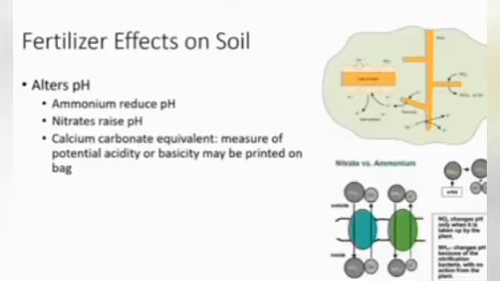Fertilizers alter soil chemistry in ways other than increasing nutrient content. Fertilizers, mainly nitrogen fertilizers, alter soil pH. Ammonium fertilizers depress soil pH by processes that release hydrogen when ammonium nitrogen is added to the soil.